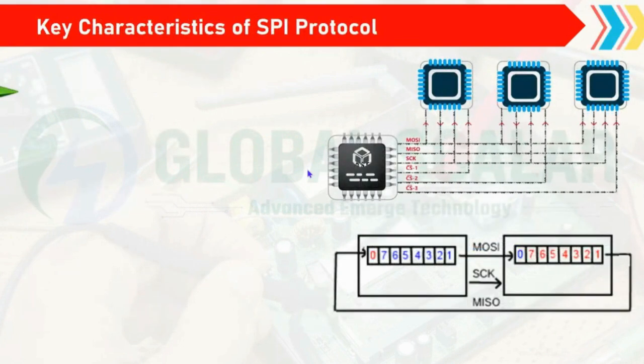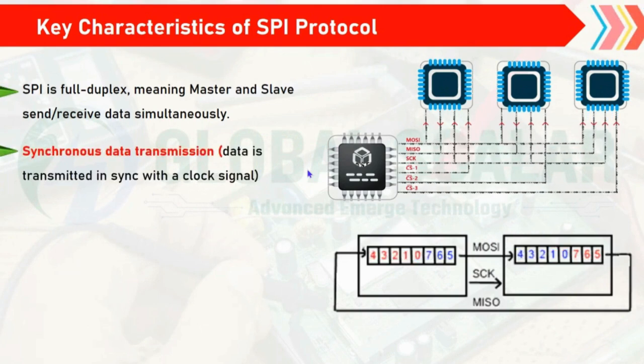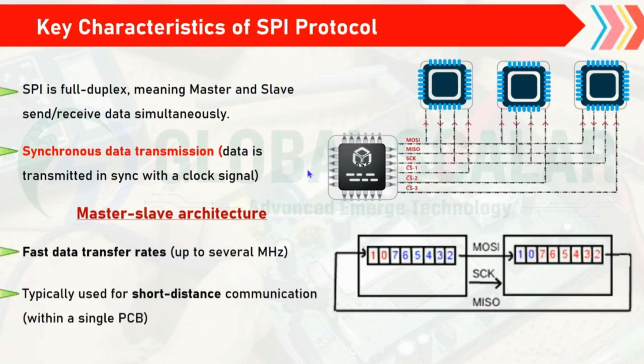And the key characteristics of the SPI protocol. As we know, it is a full duplex protocol, so data transmission will happen simultaneously. It is a synchronous data transmission, where the data is transferred depending upon the clock. And coming to the master and slave architecture, it has a faster data transfer rate, typically used for short distance communication within a single PCB.